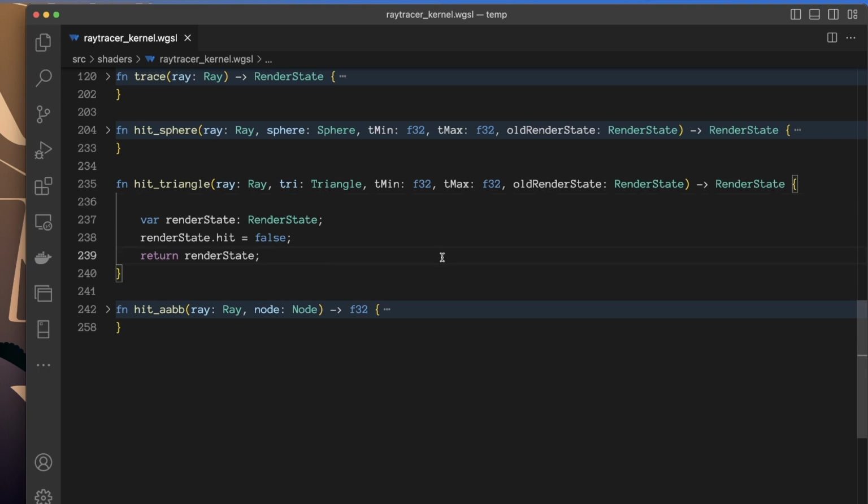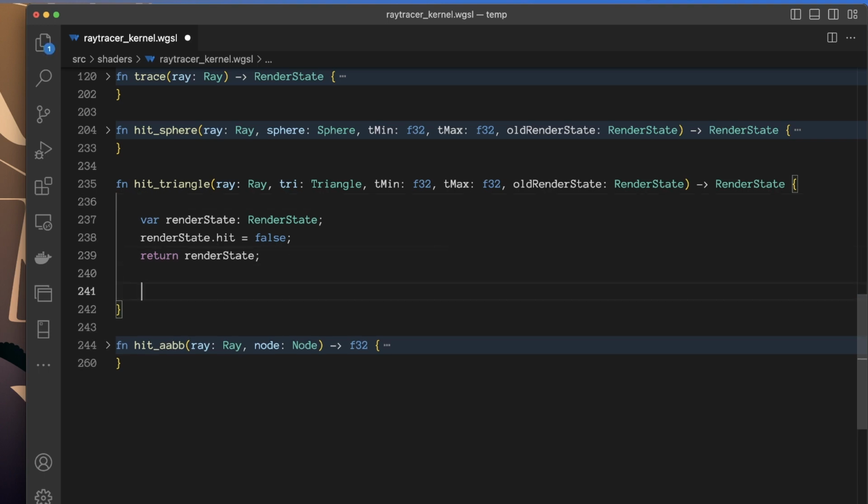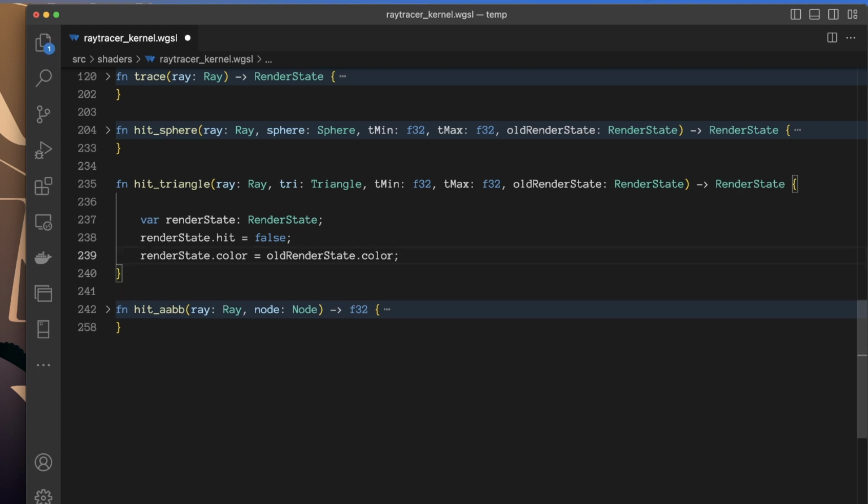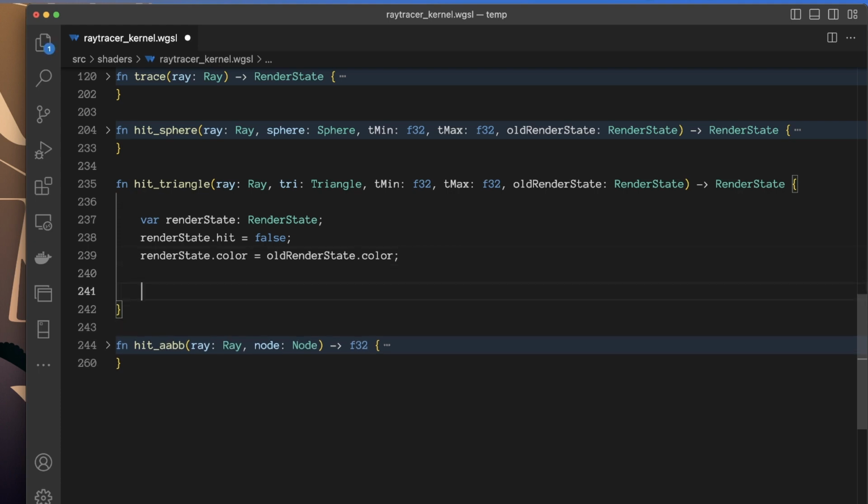With this triangle function, there are going to be a bunch of early tests, and I just want to do this first of all. Set up a valid render state so that I can just return this at any point, and that will return as if the ray didn't hit anything. But let's start working on this geometrically.